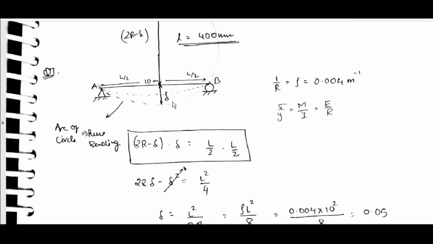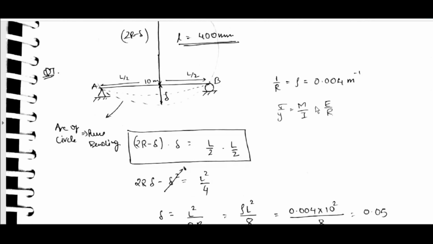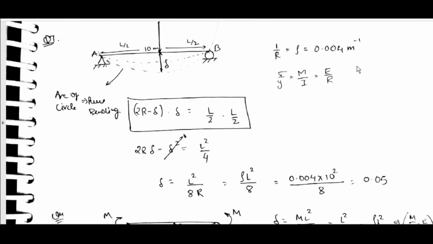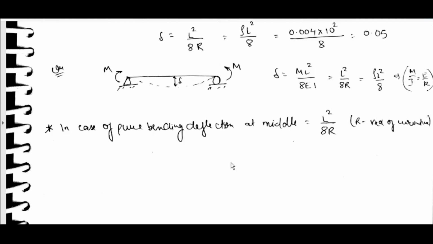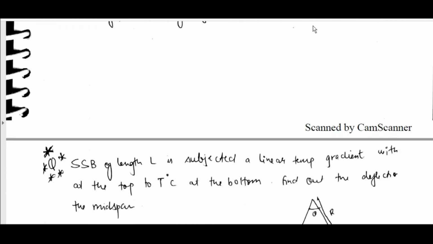This equation: r(2r minus delta) and delta(2r minus delta) into delta is equal to L by 2. Area, arc of circle in pure bending case. Sigma by I is equal to M by I is equal to E by r. 1 by r is equal to rho is equal to 0.04 meter inverse. This is in one question. Delta is equal to L square by 8r is equal to rho L square by 8. In case of pure bending, deflection at middle is equal to L square by 8r, r being the radius of curvature.